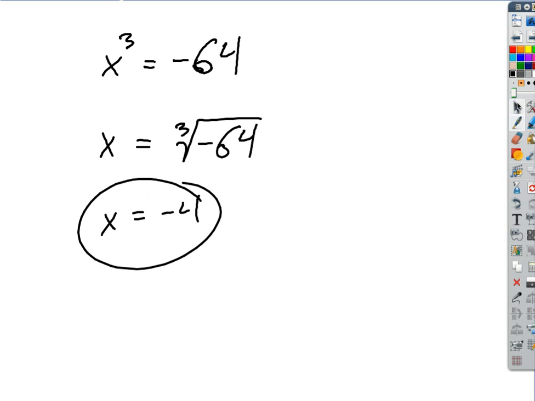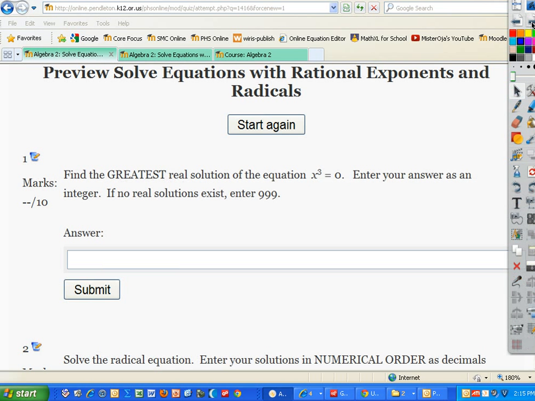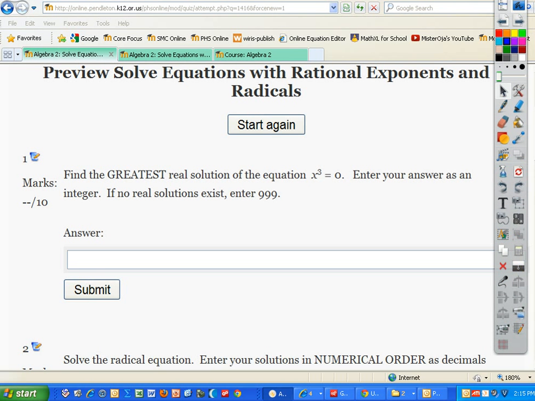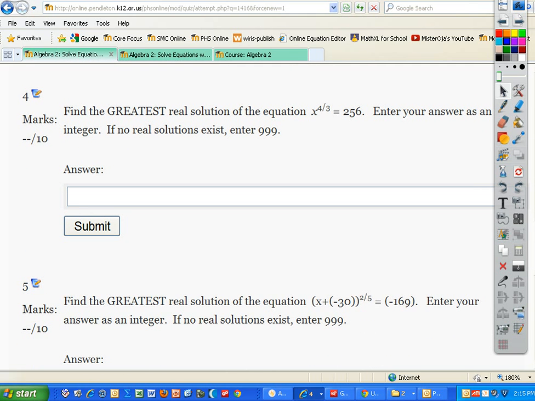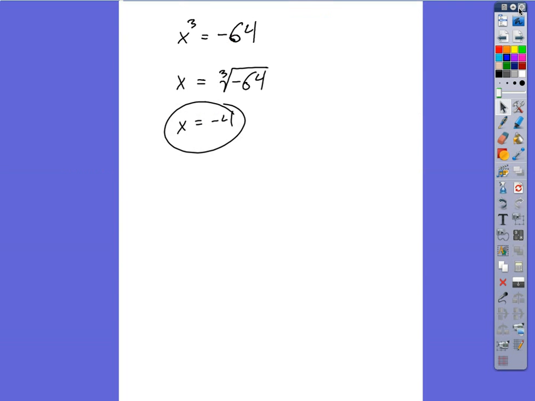How about, let's try another one. How about one like this? So x to the 4/3 equals 256. Let me write that down. Okay, so what did we do here?